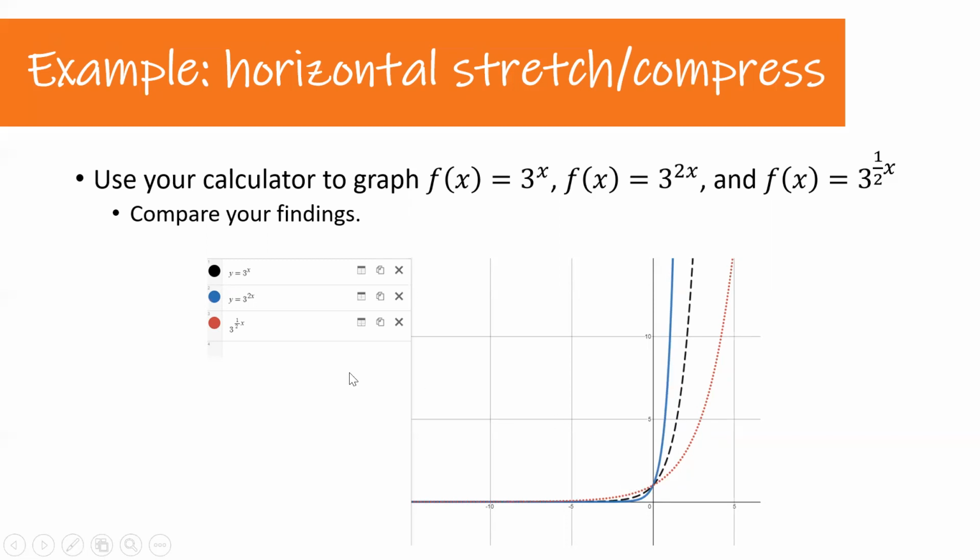Now, when we had 3 to the 1/2 x, we horizontally stretched out. So we went further out on the x-axis. So it didn't climb quite as fast. You can think about this as kind of a little bit backwards from the vertical case. When it was 1/2 x, it stretched out. When it was 2x, it compressed.